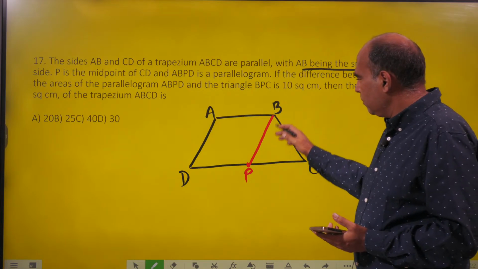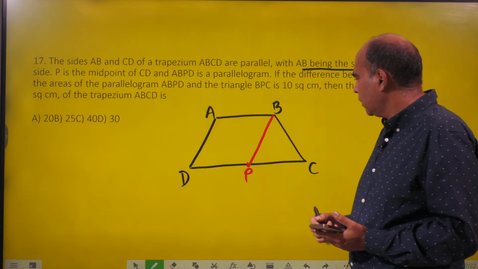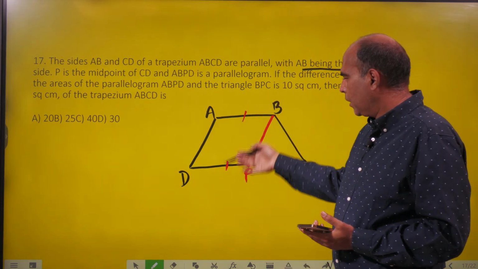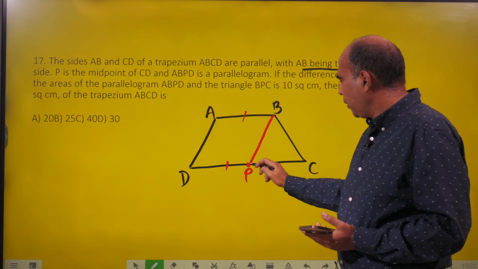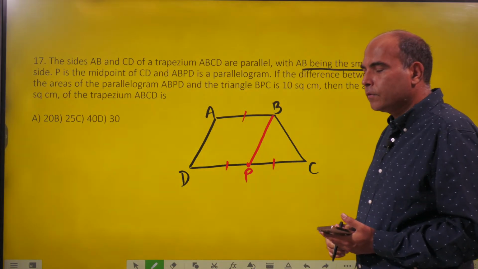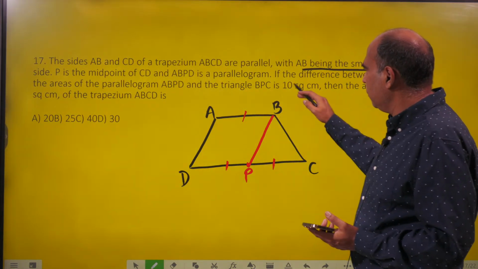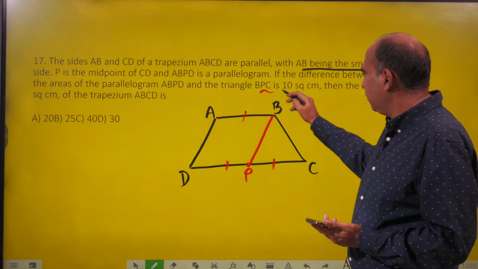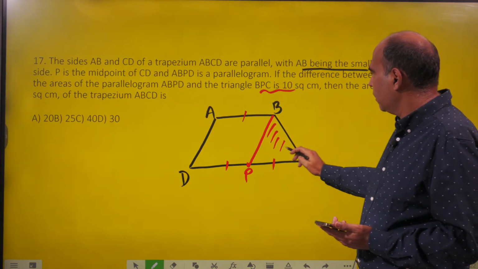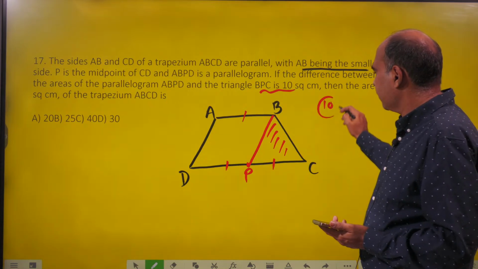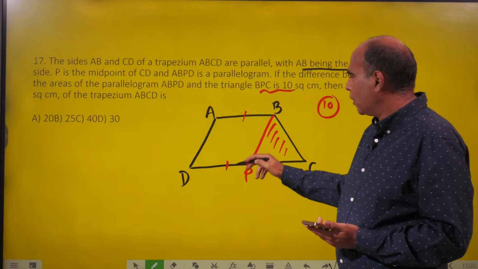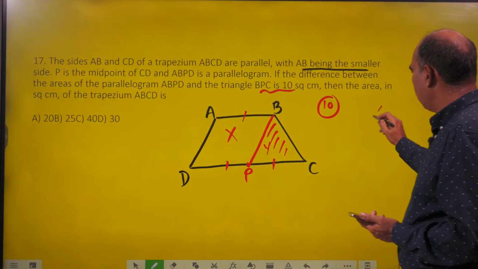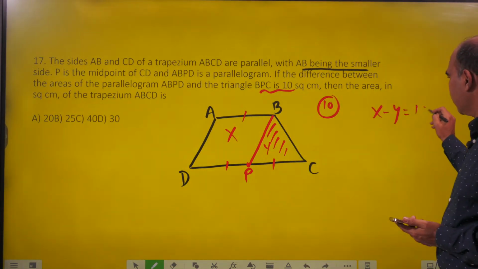Now, if this is a parallelogram, the first thing you realize is that because these two are equal, being a parallelogram, and this is the midpoint, it means this is also equal to that. And the question being asked is the difference between the areas of the parallelogram and the triangle BPC, this triangle, is 10. If the area of the parallelogram is x and the area of the triangle is y, what they are telling me is x minus y is 10.